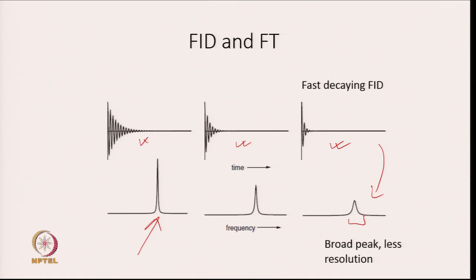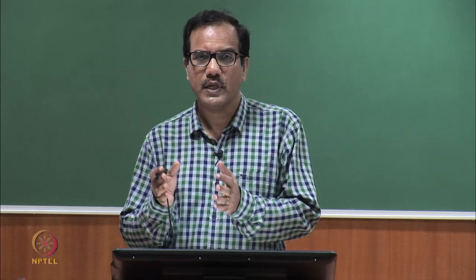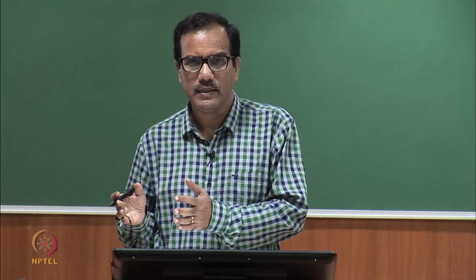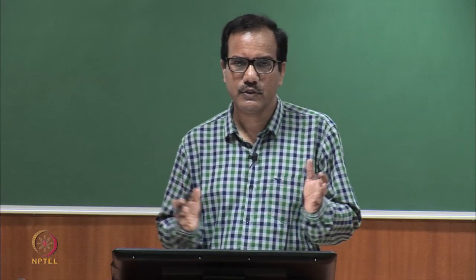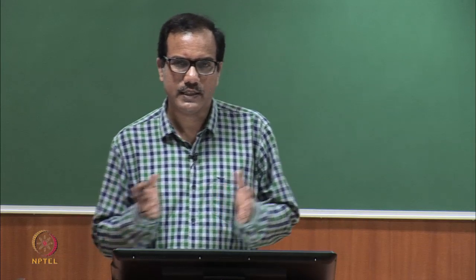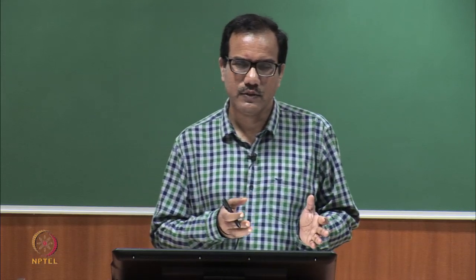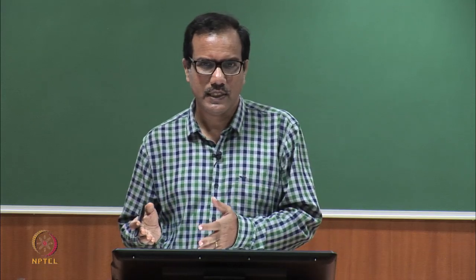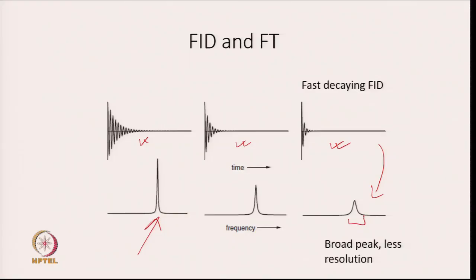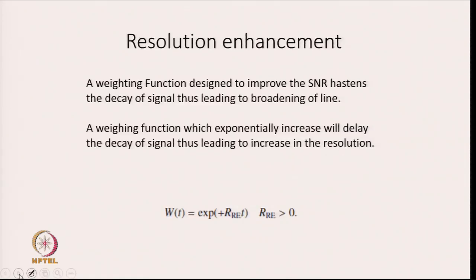So, for enhancement of signal to noise ratio, what we did is we made our FID fast decaying, but that leads to broadening of the peak. So, sensitivity and resolution go in opposite ways. If I increase the sensitivity, then resolution gets lost. When I increase the resolution, sensitivity gets lost. A fast decaying FID has less resolution.